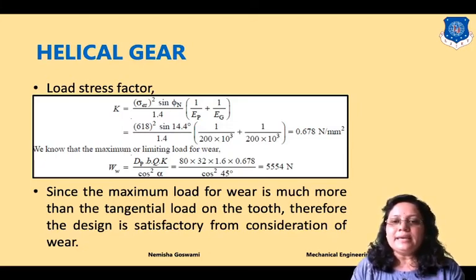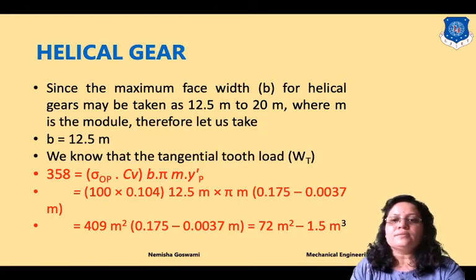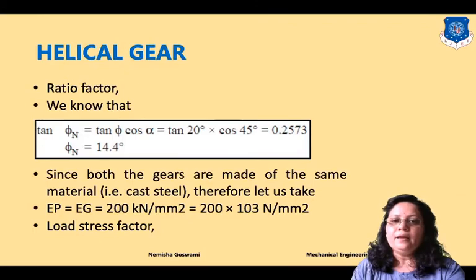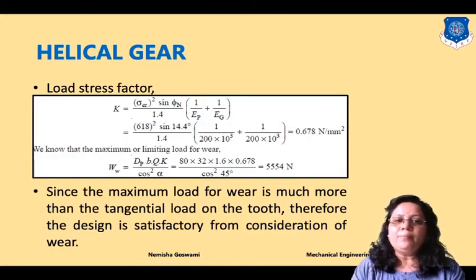Okay. So you can see here the maximum load for wear is much more in comparison to your tangential load. So what is the value of the tangential load? Here you can see that the tangential load was 358 Newton. And here the wear load is 5.5 kilonewton, or you can say 5554 Newton.